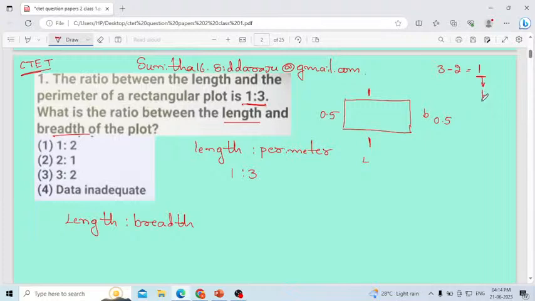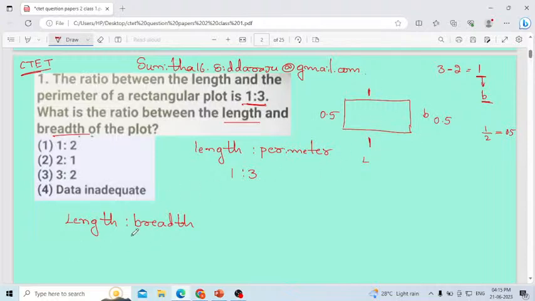This 1 is nothing but the breadth. For the remaining opposite breadth you have to divide 1. How will you divide? 1 by 2, you are dividing into 2. 1 by 2 is nothing but 0.5. Then here the breadth is 0.5 and the length is 1.